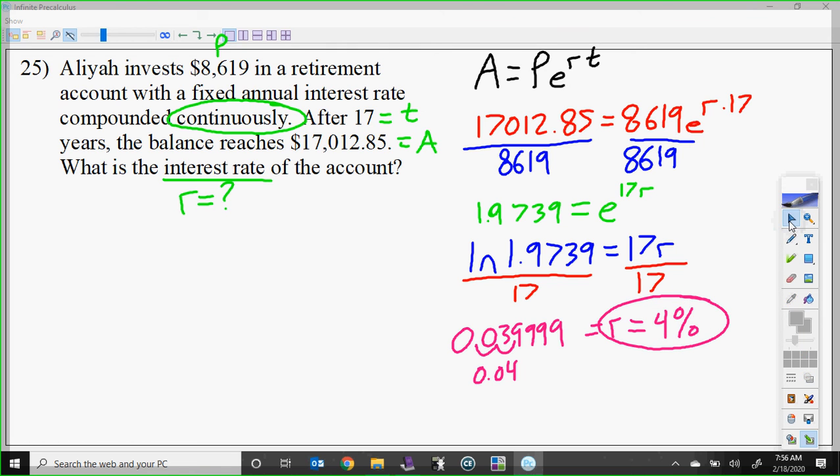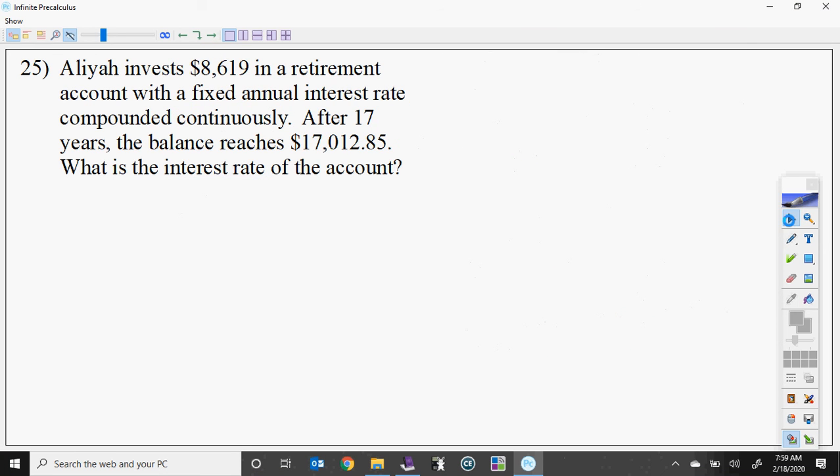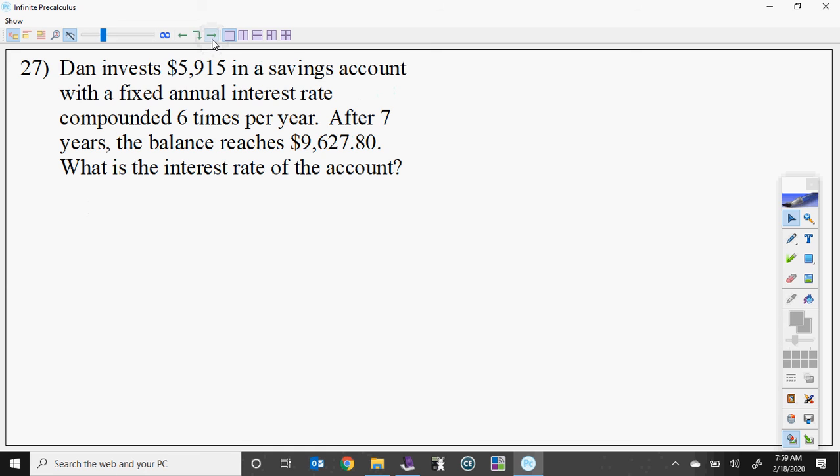Alright, we'll move on to number 26. Go ahead and try number 26, hit pause, and then when you're ready for the answer, hit play. Alright, answer 26, 6% interest rate. Alright, let's look at number 27 together.